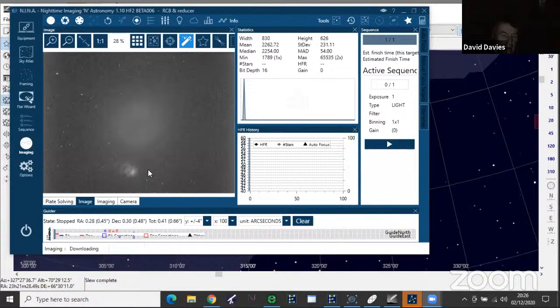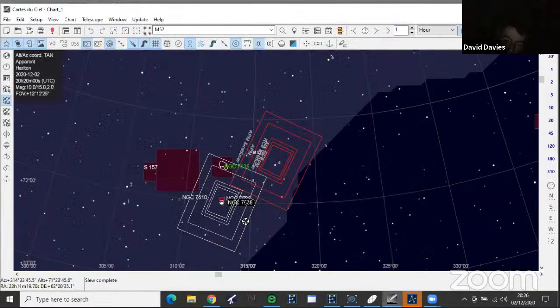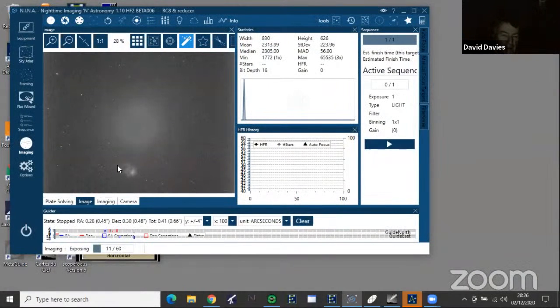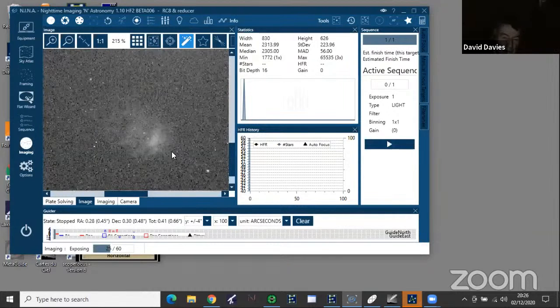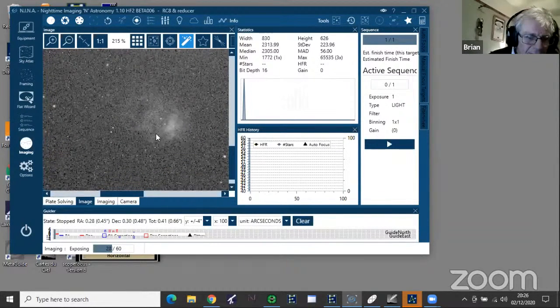Share screen. I believe I'm on 7538. This little thing here. Is this what you were hoping to see? This is an H-alpha image. Yes, near the cluster. Yeah, that's it. That's brilliant.